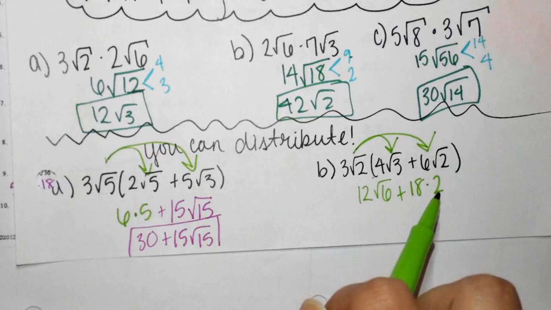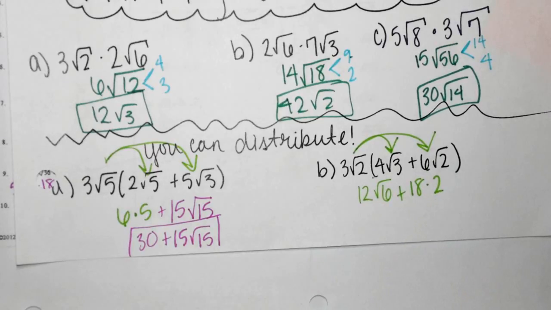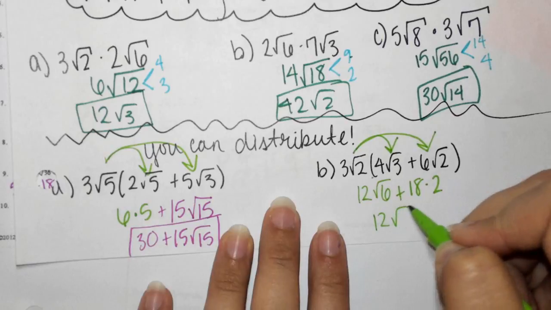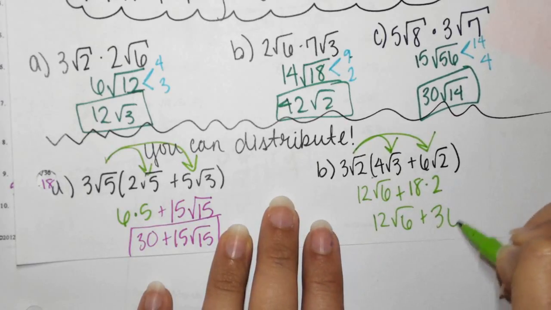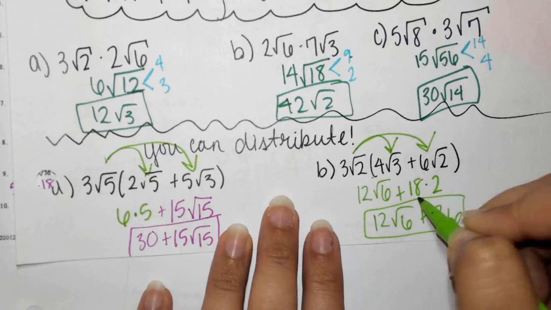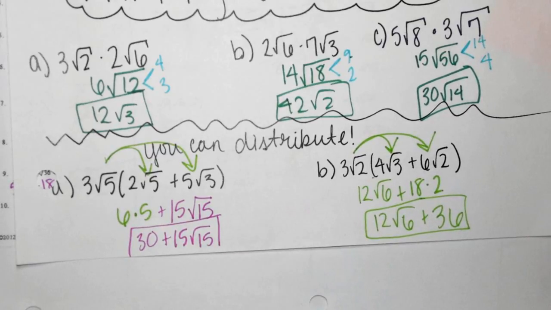Alright, where did this 2 right here come from? That's two radical. When you do it, it's because of the same. Yes. Alright, and then what's 18 times 2? 36. And can we combine 12 root 6 and 36? No.